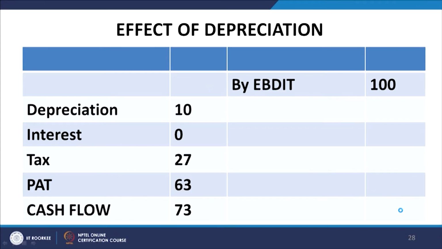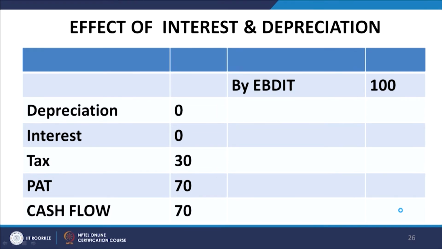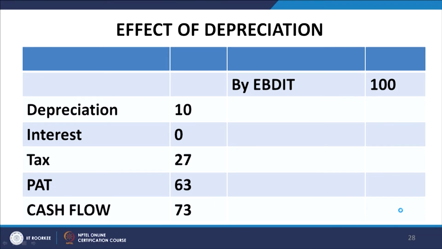Let us now look at the impact of depreciation. Now, let us assume that the interest is 0, but there is a charge of 10 on account of depreciation. Now, again the tax amount comes to 27, the PAT comes to 63, but look carefully, the cash flow now becomes 63 plus the amount of depreciation, that is 73. Now, here we have a very interesting phenomenon taking place. If you are debiting 10 units on account of depreciation, the increase in cash flow that you are getting is plus 3.